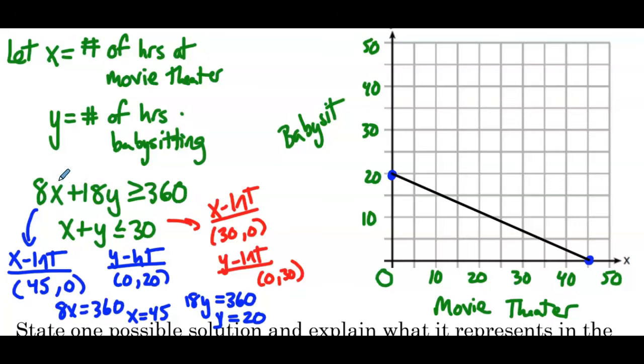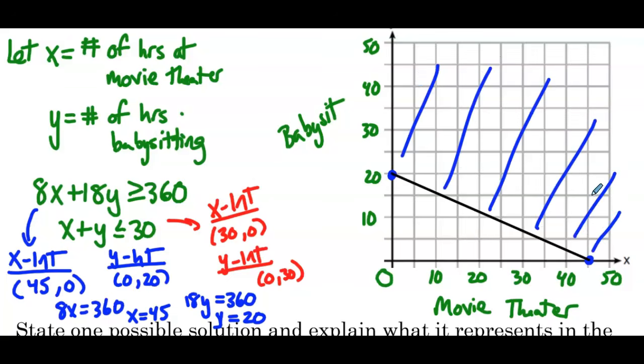So 8x plus 18y needs to be greater than or equal to 360. So if we test the origin, 0 plus 0 is not greater than or equal to 360. So we shade above the line. Let's draw an arrow. So that's going to be 8x plus 18y is greater than or equal to 360.